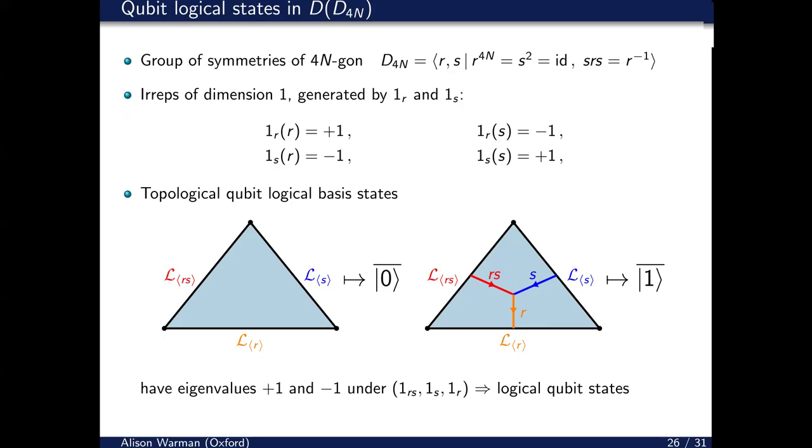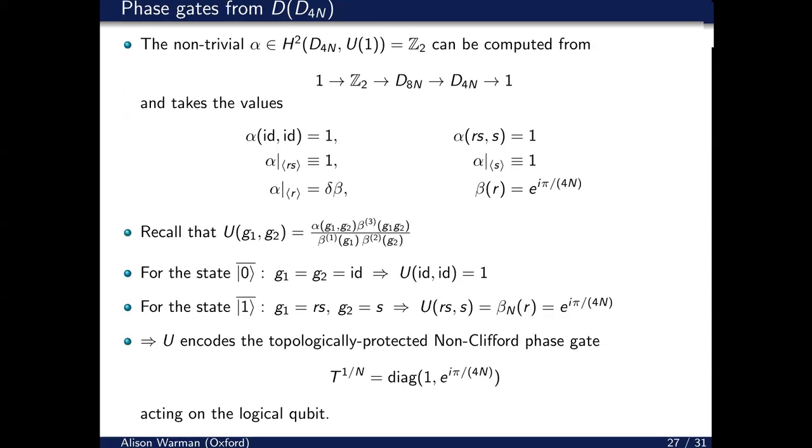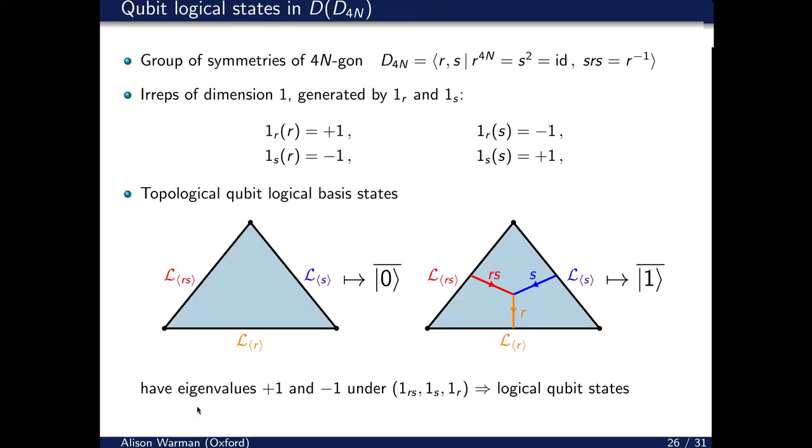So this is how we encode the logical states, while this is how we construct the unitary. Now we need to take a non-trivial 2-cocycle, which mathematically can be computed using the central extension. And it takes these values on the states of interest. So here we consider this trivial state with all identity group elements, and this non-trivial state of these magnetic anyons labeled by these group elements representing conjugacy classes.